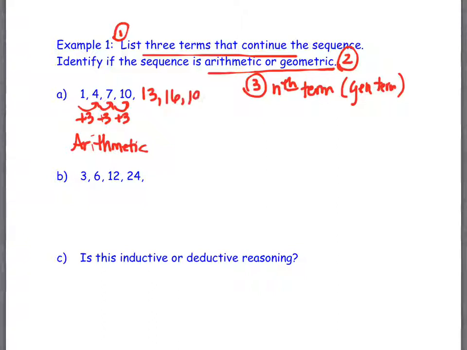So far what I'm boxing in are the two answers that we have: arithmetic and 13, 16, 19. I'm going to show you how to create an equation or a formula based on this information. Now, I want to give you a disclaimer at first.